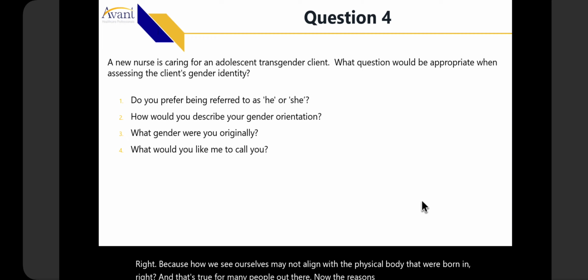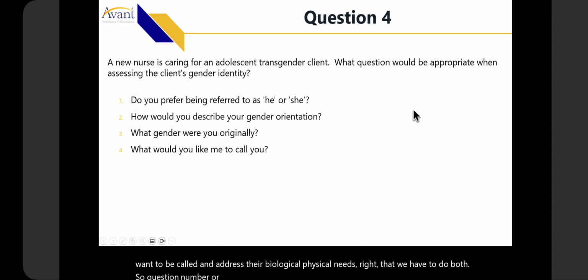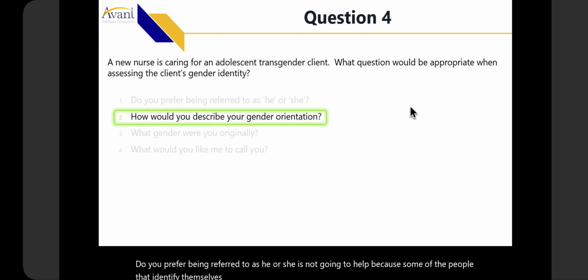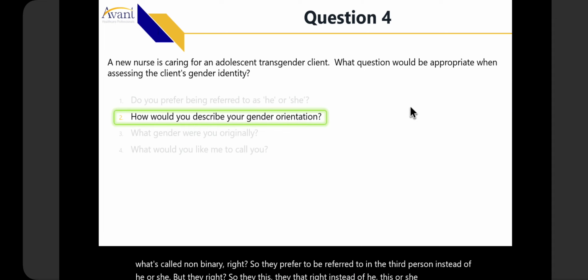Now, the reasons behind that and how we view that and our explanations for that are multiple and varied and individual in many cases, right? But we have to be able to navigate the situation, right? And call the patient what they want to be called and address their biological physical needs, right? We have to do both. So answer choice number one, do you prefer being referred to as he or she, is not going to help, because some of the people that identify themselves as transgender do not identify as male or female. They identify as what's called non-binary, right? So they prefer to be referred to in the third person instead of he or she, but they, right? So they this, they that, right? Instead of he this or she that, okay?